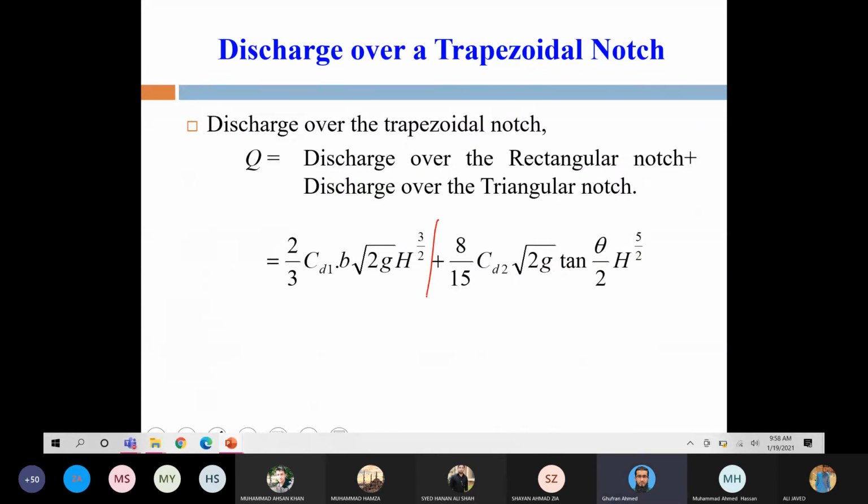फार्मूला आप देखें, ये किसका फार्मूला था? ये रेक्टेंगल का फार्मूला था, और ये किसका फार्मूला था? ट्रायंगल का फार्मूला था. समझ आ गया? Yes sir.